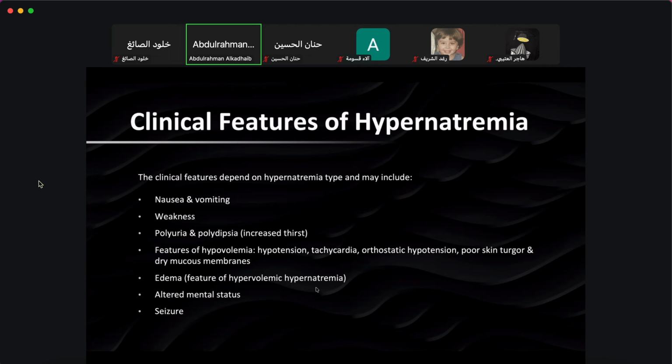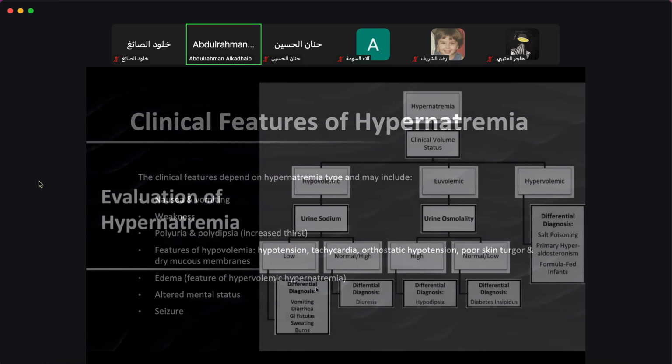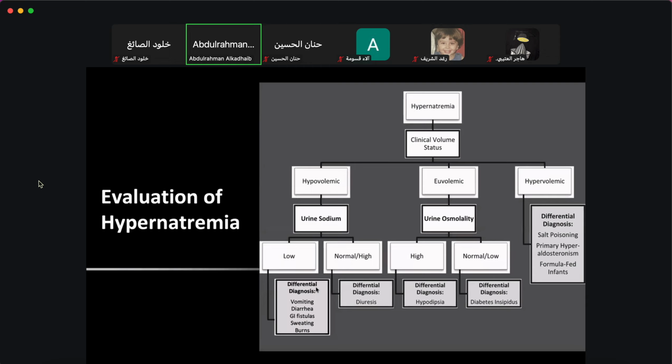Features of hypovolemia or hypervolemia, the ones that we talked about earlier. And in very severe cases, it may also lead to some neurological symptoms, such as seizure. So how can we evaluate a patient with hypernatremia? It's very similar to the way we talked about when we evaluate the patients with hyponatremia. Usually we send for urine sodium and urine osmolality levels, and we check also for the serum electrolytes level.